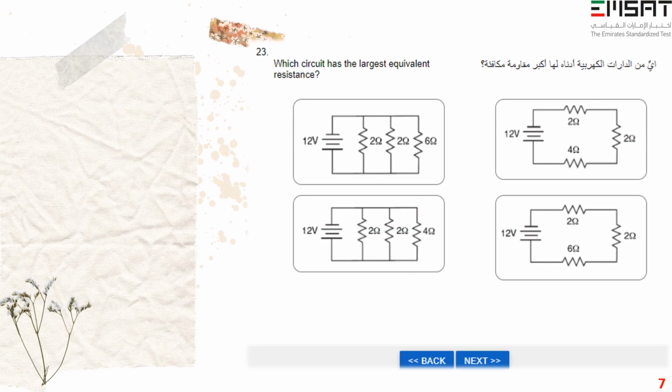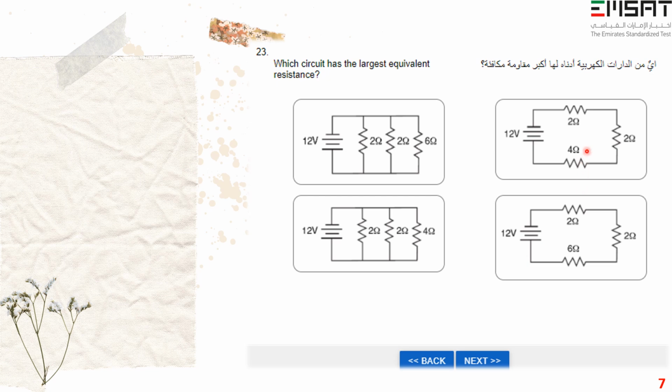Question 7, another easy question. Which circuit has the largest equivalent resistance? We need to calculate which circuit has the biggest value of resistance. So of course we need to look for circuits which are set in series, because we already know circuits in parallel have low resistance because of the inverse. You remember, because of the equation 1 over R, R equivalent in parallel circuits should be smaller. So we need to look for a circuit in series.